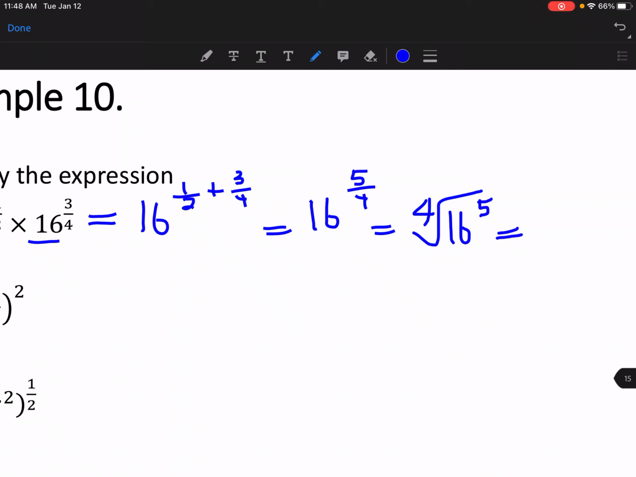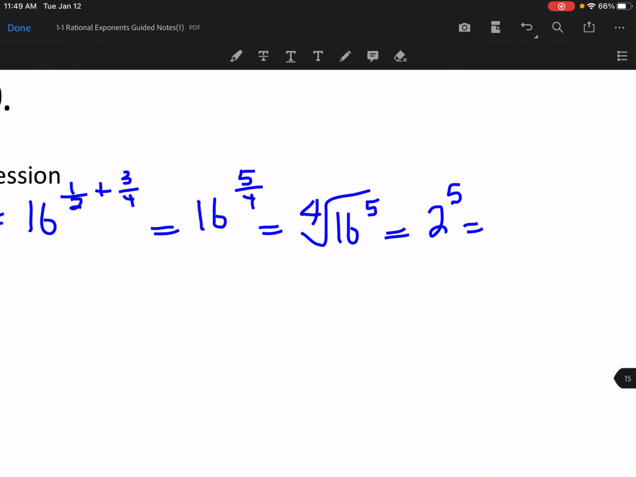So what is 16 to the 5th power? Or we can also take the 4th root of 16. What is the 4th root of 16? That is 2. So 2 to the 5th power gives me 32.